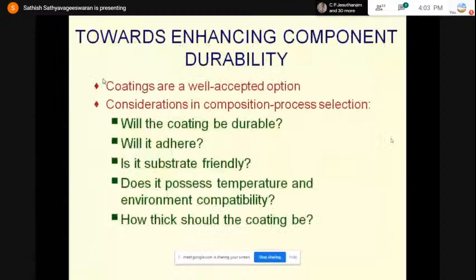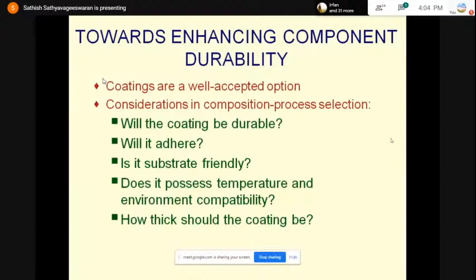So if you want to enhance the durability of any component, among all those techniques I have discussed, coating is considered to be the best option. If you want to go for coating, before applying any coating, the person should keep the following things in mind. First, you have to check whether your coating is durable. If you go for any application, the first thing is you should notice whether your coating is long lasting. So that is about durability.